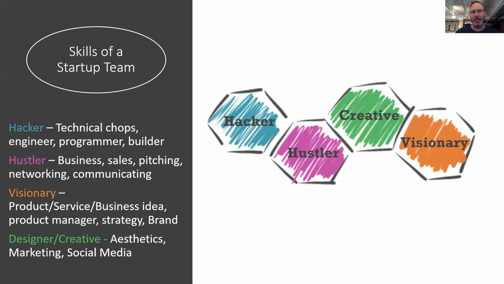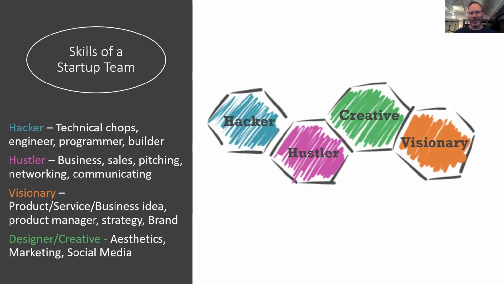A typical startup team or early stage team, depending on the business, will have someone who's a hacker, who's got really good technical chops. They could be a programmer, a builder, someone who's got just the technical ability to deliver on something. You've got that hustler type, the person who could sell anything, really good at pitching and communicating and so forth. You've got the visionary, the person behind the business. Oftentimes, they're the ones that are always dreaming about the future and get people excited about it. And then you might have someone who's a designer or a creative.